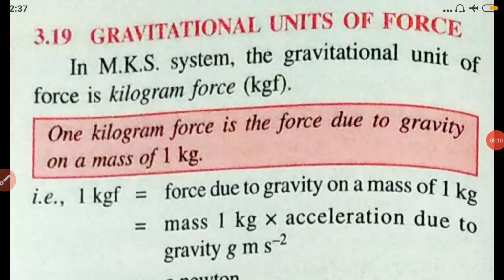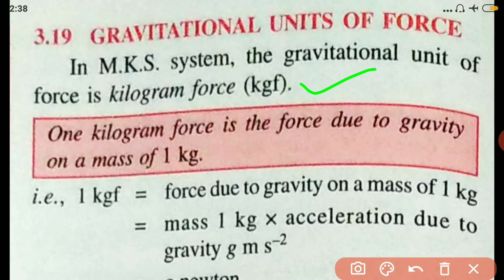So now we are coming to the last topic of the chapter, which is gravitational units of force. In the MKS system, the gravitational unit of force is kilogram force, kgf, where 1 kilogram force is the force due to gravity on a mass of 1 kg. Suppose you hold a mass of 1 kg on your hand, then you are feeling a force of 1 kgf. That is, 1 kgf equals the force due to gravity on a mass of 1 kg, that equals mass of 1 kg into acceleration due to gravity.